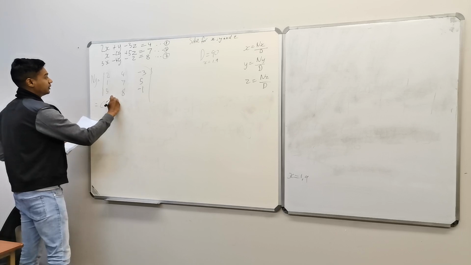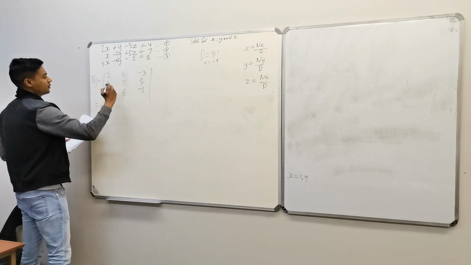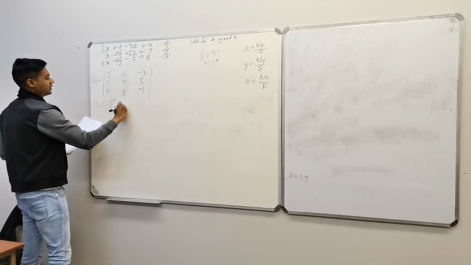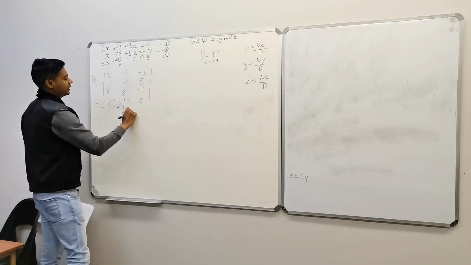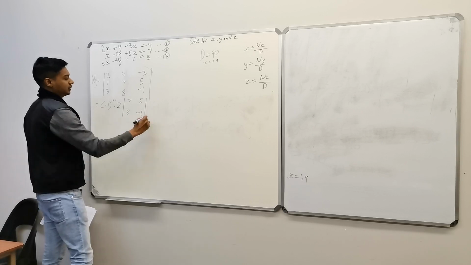Minus 1. So you're going to use this same top row. So, times 2. Knock it out. 0, 5, 8 times.